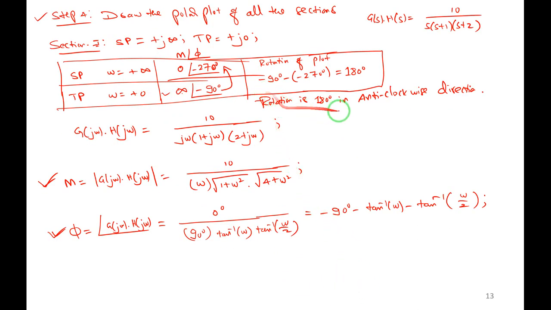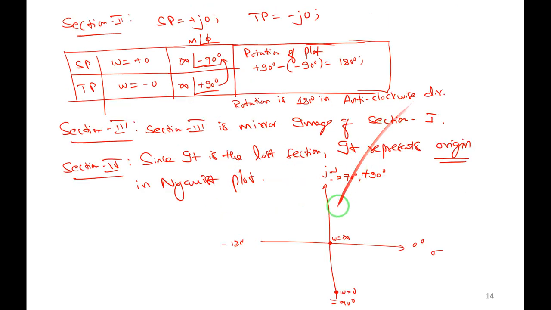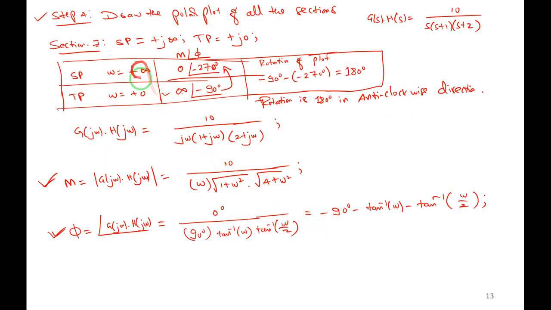And what is the rotation of the plot? It is 180 degree in the anti-clockwise direction. If I draw it like this, it is 90 degree clockwise, means this should come like this. 90 degree here, another 90 degree here, 180 degree. From here to here it is 90 degree, from here to here 90 degree, so totally 180 degree. Section 1 polar plot is over.